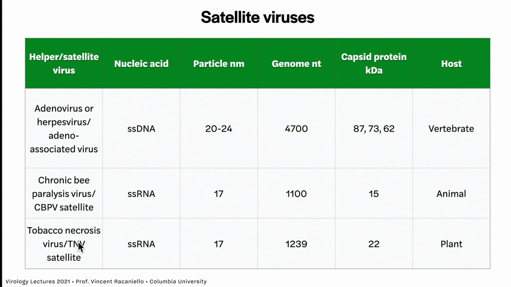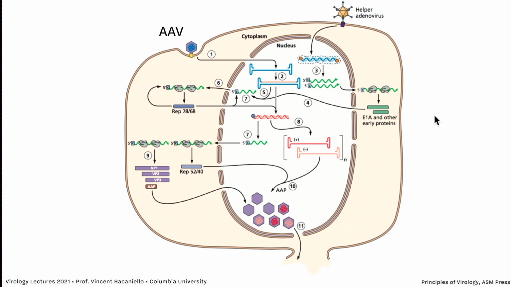And then finally, a plant example. Tobacco necrosis virus is the helper, and the TNV satellite is the satellite. The satellite encodes a capsid protein and infects plants. So there are many examples of these throughout.